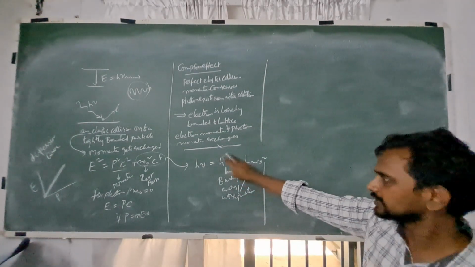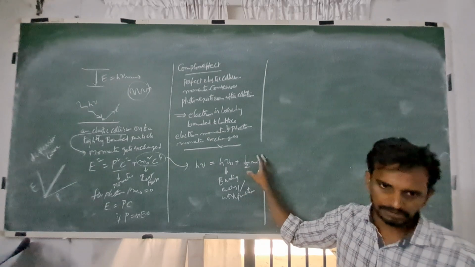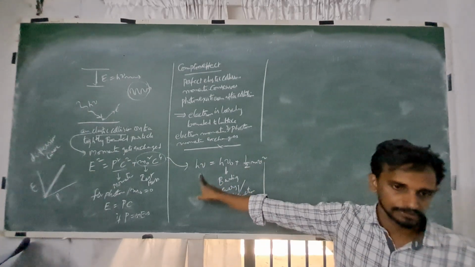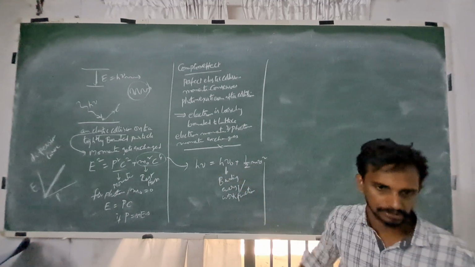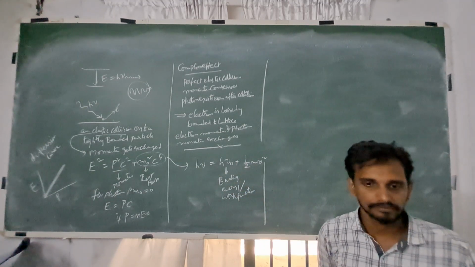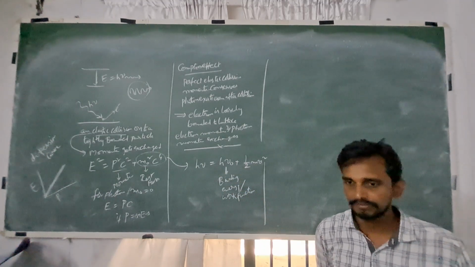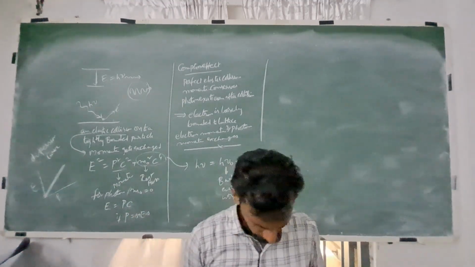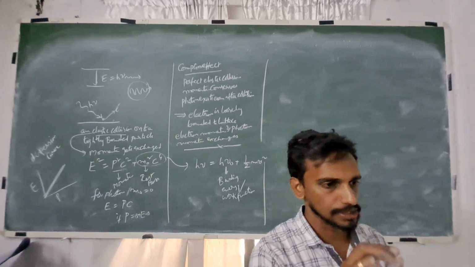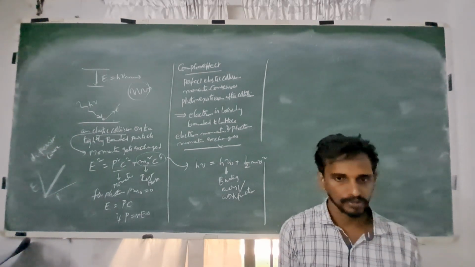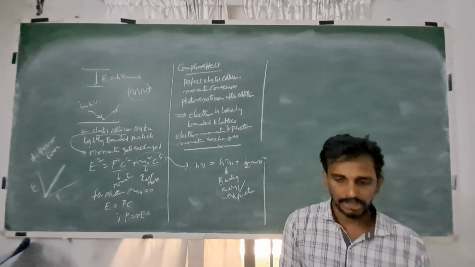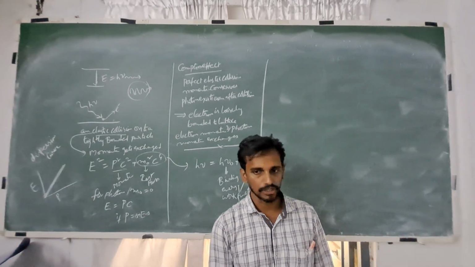So the sum is utilized to work against the binding energy, and the rest is converted to kinetic energy, because the photon completely disappears. It transfers its entire energy to the electron. So each photon ejects one electron if it has sufficient energy. Now comes the question: if I increase the frequency of the photon, what happens?